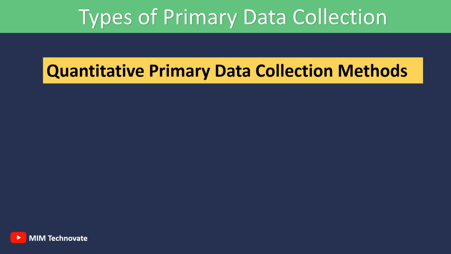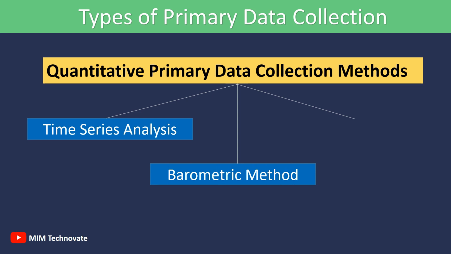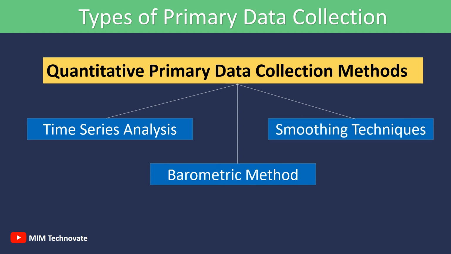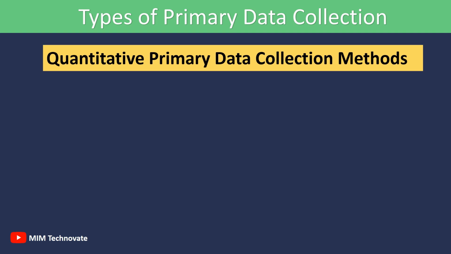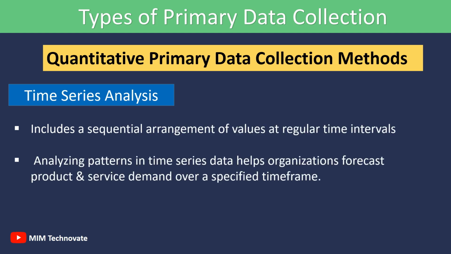Quantitative primary data collection methods include time series analysis, parametric method, and smoothing techniques. Let's study them in detail. Time series analysis. Time series includes a sequential arrangement of values at regular time intervals. Analyzing patterns in time series data helps organizations forecast product and service demand over a specified time frame.